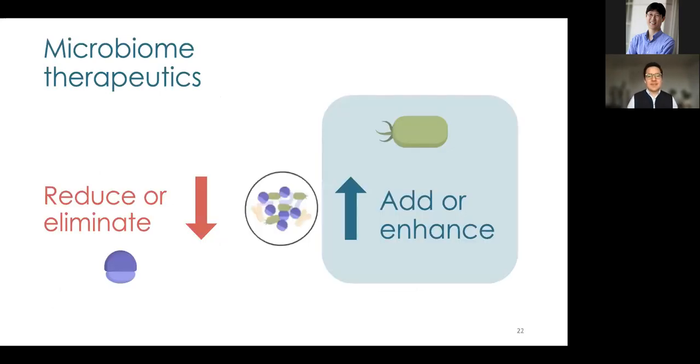So until this point, what I described was some of the projects where we have worked in technologies to modulate the microbiome by eliminating or reducing the abundance of a specific species. However, there is also another approach. There is the approach of adding a species or enhancing the therapeutic potential of a gut bacteria.